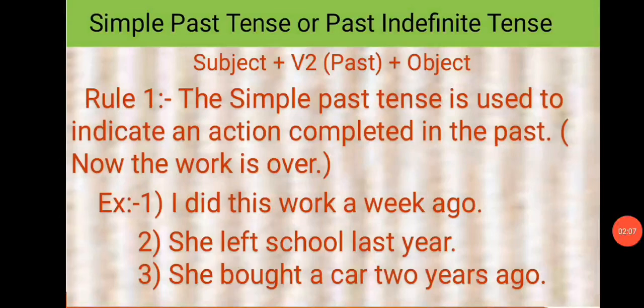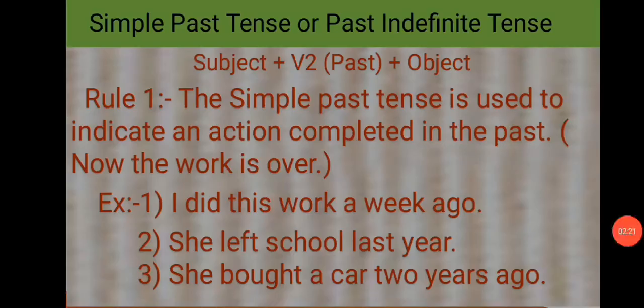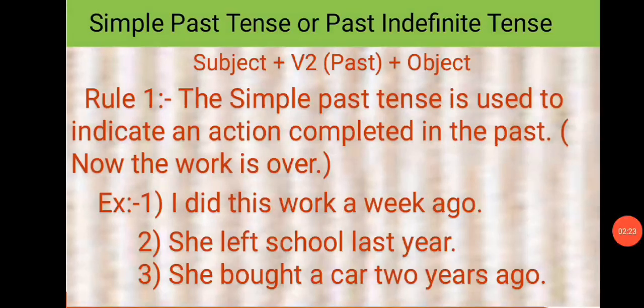Now see, simple past tense is also called past indefinite tense. The simple past tense is used to indicate an action completed in the past. Now the work is over. That means the work is now finished, or we can say that the work is now over. Simple past tense uses subject plus second form of verb and object. Actually, the second form of verb represents the past actions. Let us try to represent these verb forms with the help of examples.